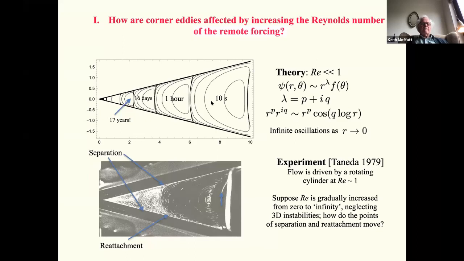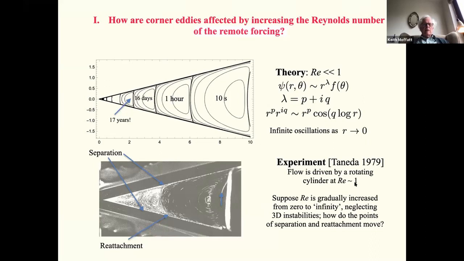If the time scale of circulation is, say, 10 seconds in the first eddy, then it would be 1 hour in the second eddy. It would be 16 days in the third eddy. The factor is about 400 for this angle, and it would be 17 years for the fourth eddy. So you need a great deal of patience to observe more than even two in this sequence. The Reynolds number in Taneda's experiment was of order unity, perhaps between 1 and 10. So that is the situation at very low Reynolds number.